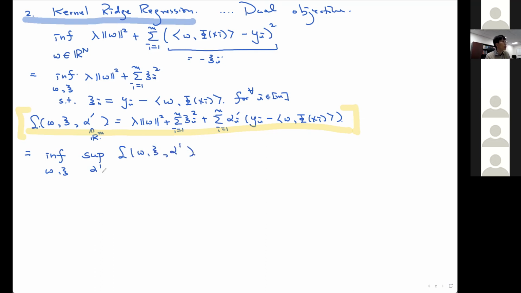Then what's going on? If we do it like this, then if the constraint holds, psi i has to be equal to the above term. I think I made a bunch of mistakes. So also this has to be alpha prime. Let me see.